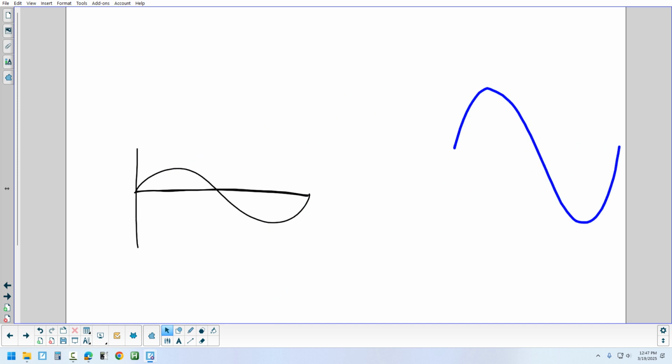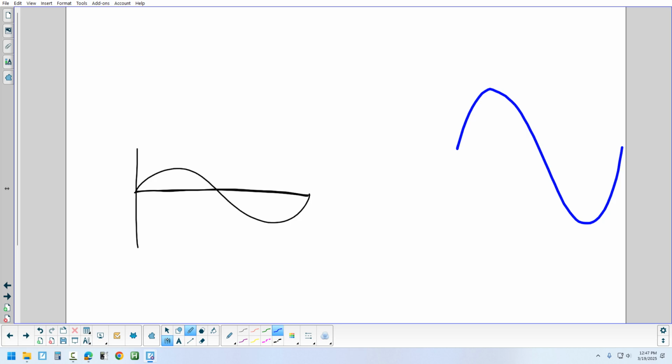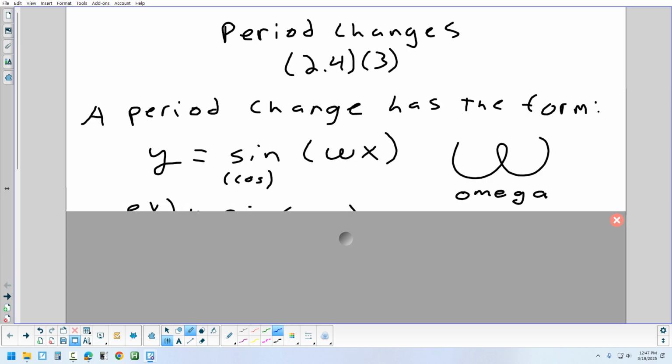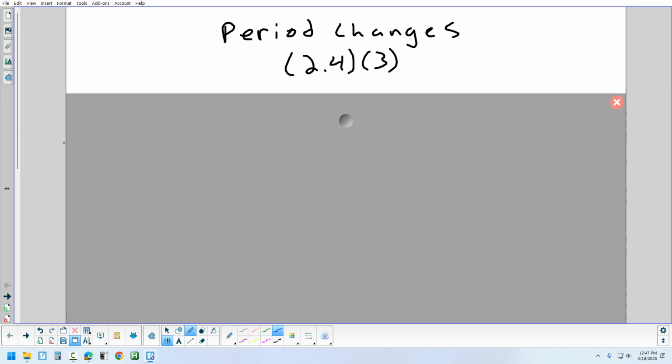Does anyone remember what the length is from here to here? 2 pi. Yep. So this has a length of 2 pi from there to there. What's that in degrees? 360. So that's been the length of every graph we've done so far. Okay, what we're going to look at is what happens when we stretch or compress them.